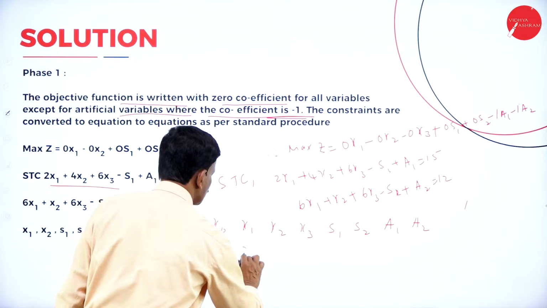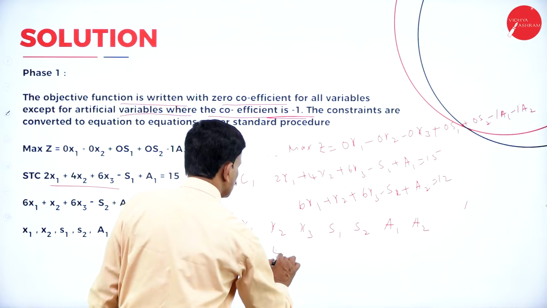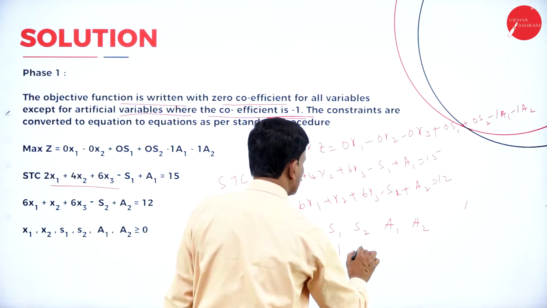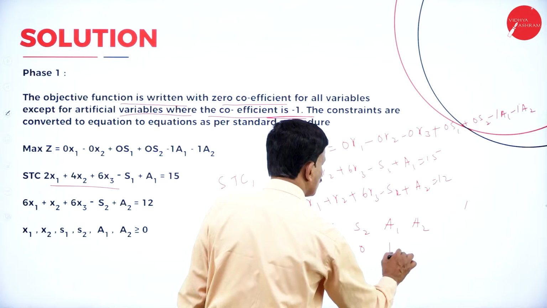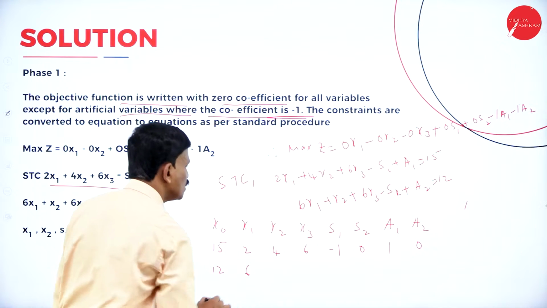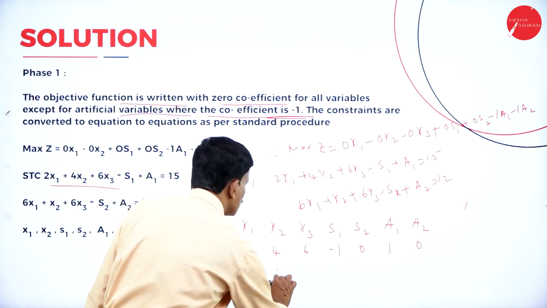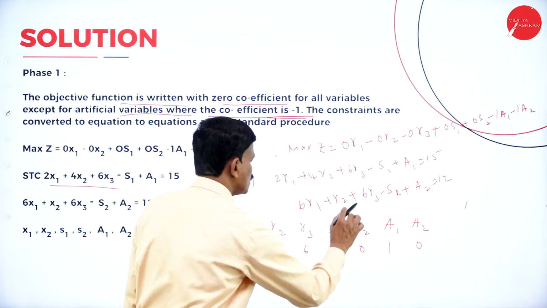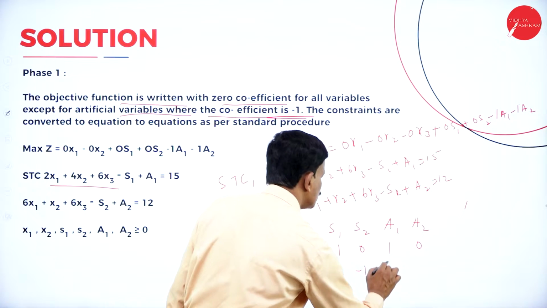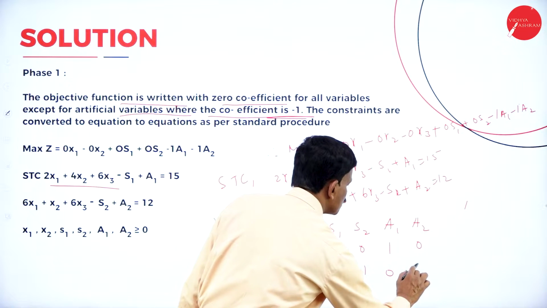For the first equation, the coefficient of x1 is 2, x2 is 4, x3 is 6, and s1 is -1, s2 is 0, a1 is 1, a2 is 0. Similarly, for the second equation, x1 is 6, x2 is 1, x3 is 6, s1 coefficient is 0, s2 is -1, a1 is 0, a2 is equal to 1.